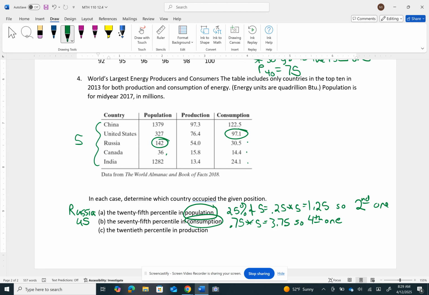Okay. Right, and then on C, we're doing 20th percentile in terms of production. So we're going to do 20% of the 5 data values. Here we get a whole number. I wanted to do one like this because you don't go to the first one, you go to the next whole number. So second one. You should be looking at the production table. So that's 1, 2. So that would be here, and that would be Canada.